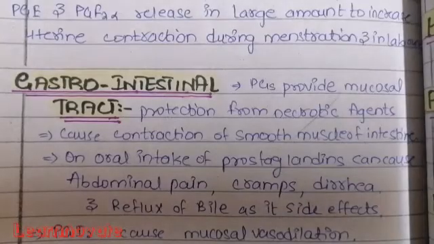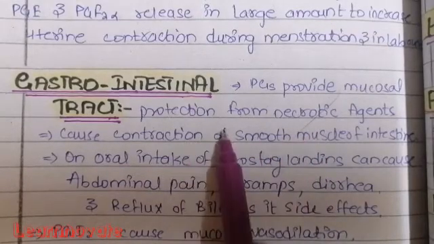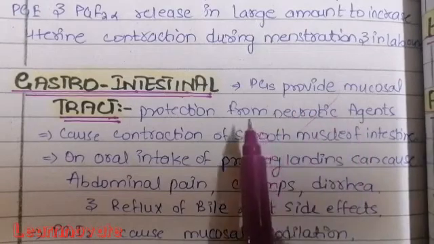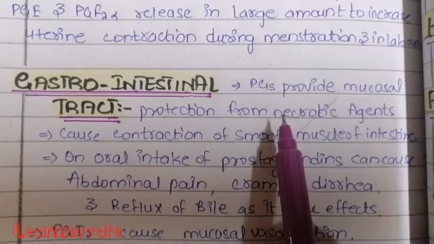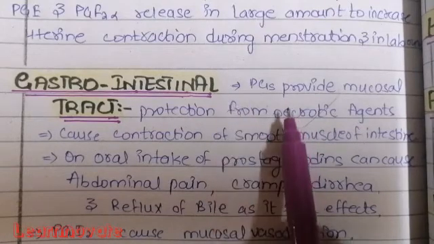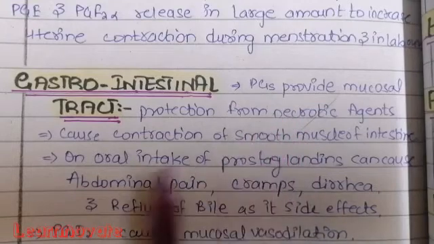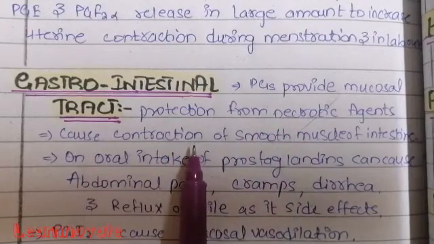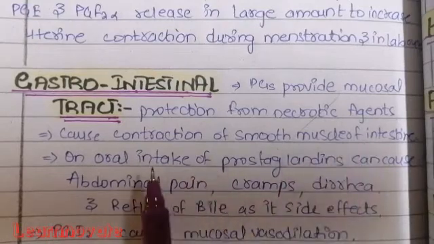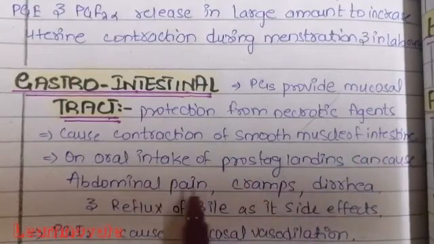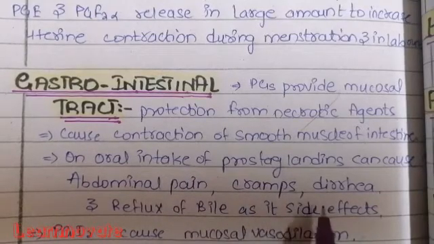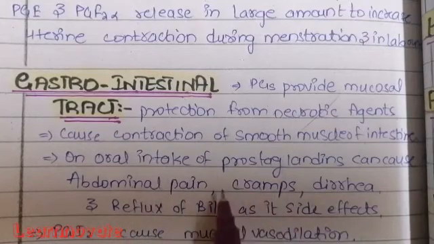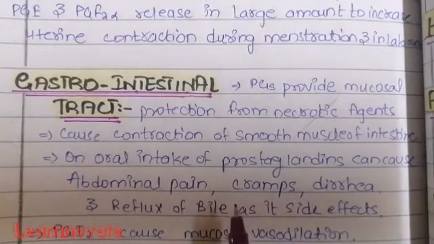Now the effect on the gastrointestinal tract, that is the GIT. Prostaglandins provide mucosal protection from necrotic agents, which means that if any tissue is going to damage the GIT wall, the mucosal lining becomes thickened because of the prostaglandin. In this way, the prostaglandin prevents mucosal destruction, and it causes contraction of smooth muscles of the small and large intestine. Oral intake of prostaglandins can cause abdominal pain, cramps, diarrhea, and reflux of bile as side effects. So these are all the conditions that may be caused by oral intake of prostaglandins in the GIT.